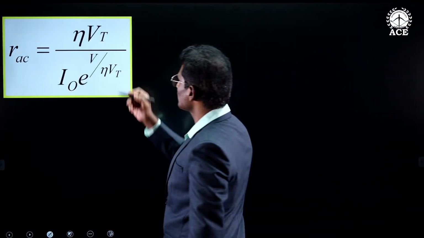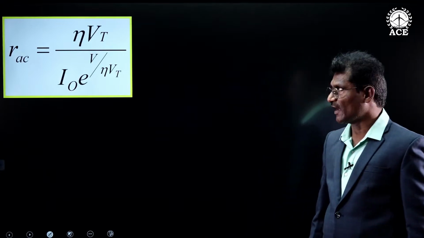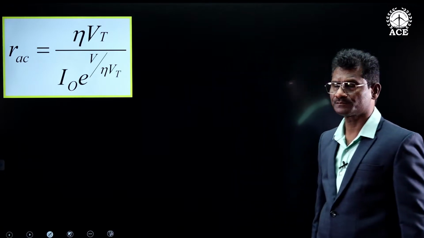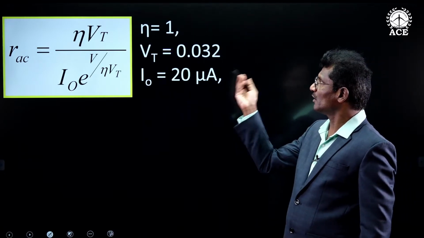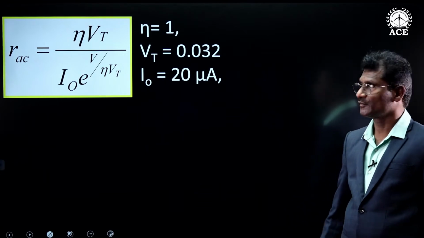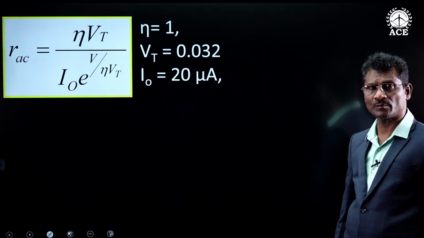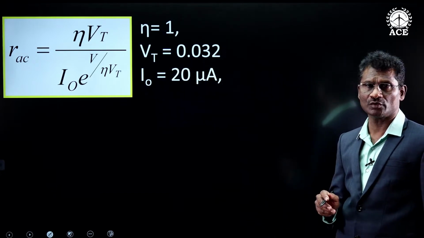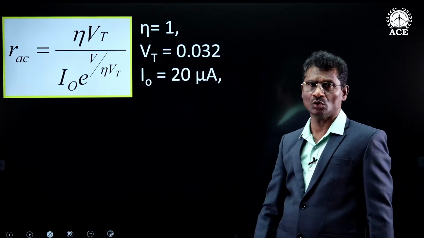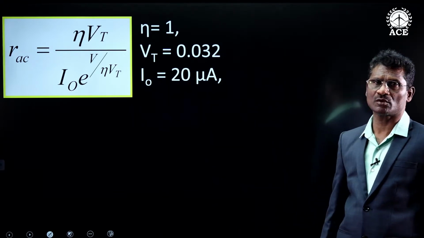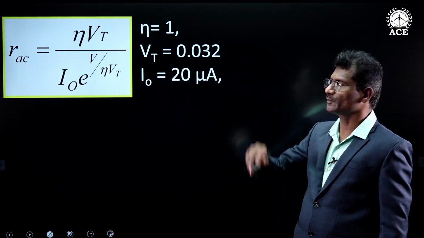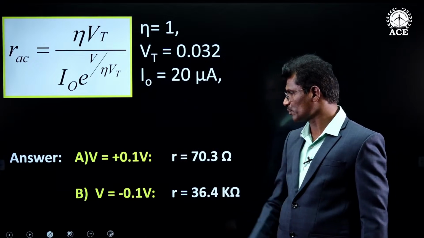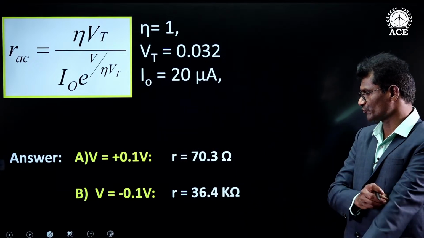Now, we have the equation for dynamic resistance as eta Vt by I naught into e to the power of V by eta Vt. And all values are already given. Eta is 1, which we got from problem statement. Vt is 0.032, which we have found, which was explained in the note. I naught is given as 20 microamps in the problem statement. And there are two parts. Part A, V plus 0.1, part B, V minus 0.1.